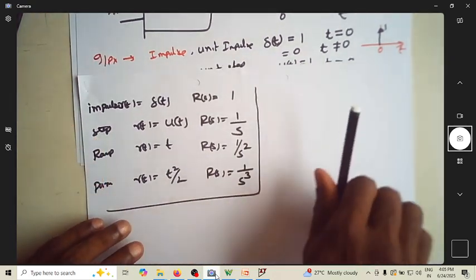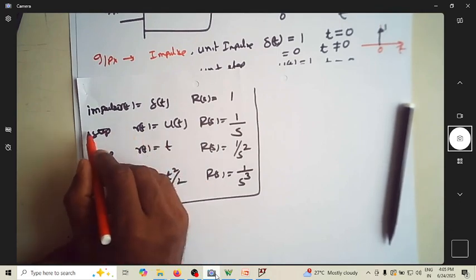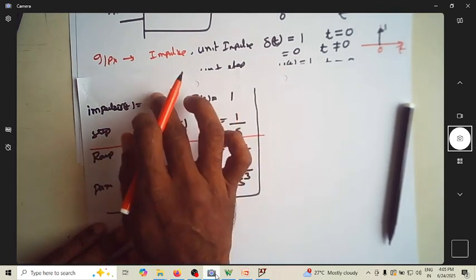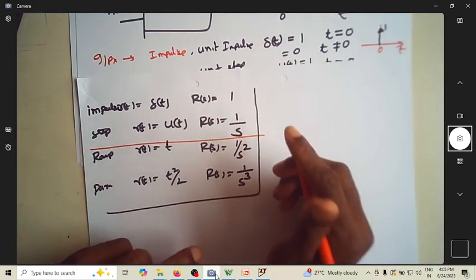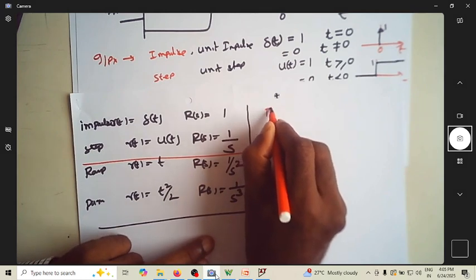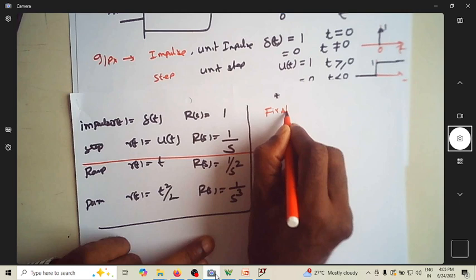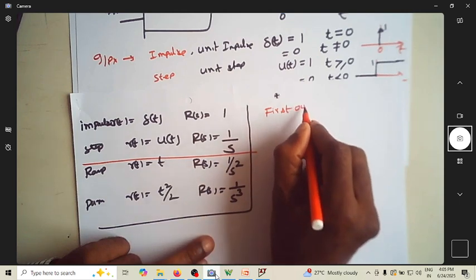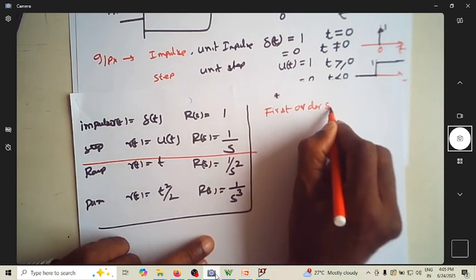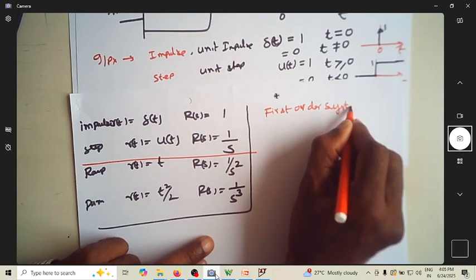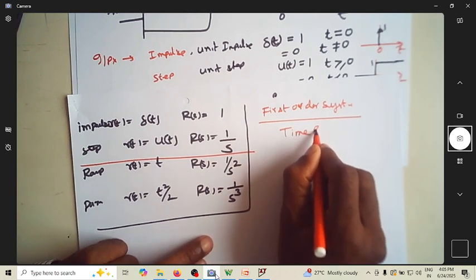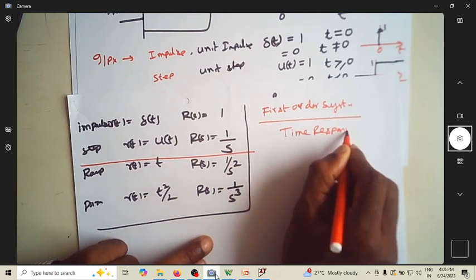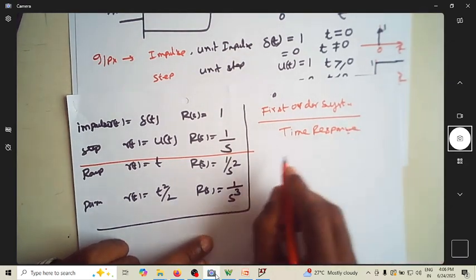So let us consider these basic inputs for different orders of the system. Let us consider first order system first and try to find its time response.